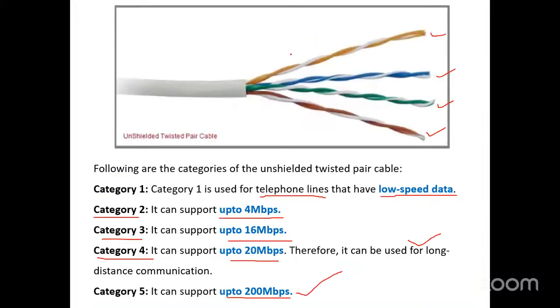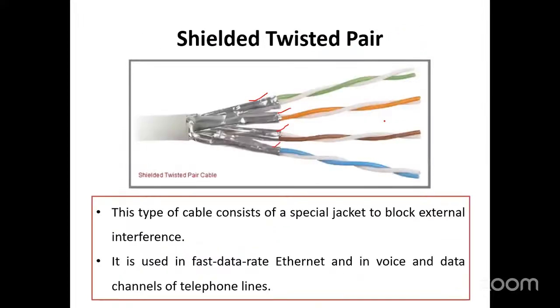If you observe this, there is no shield for this pair. For this pair, we don't have any shield. But here we have a shield for each and every pair. That's why the name is shielded twisted pair cable. This type of cable consists of a special jacket to block external interference. This shield is used to reduce external interference for the twisted pairs.